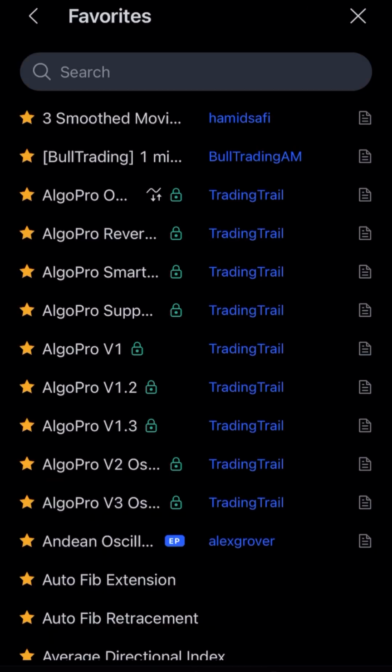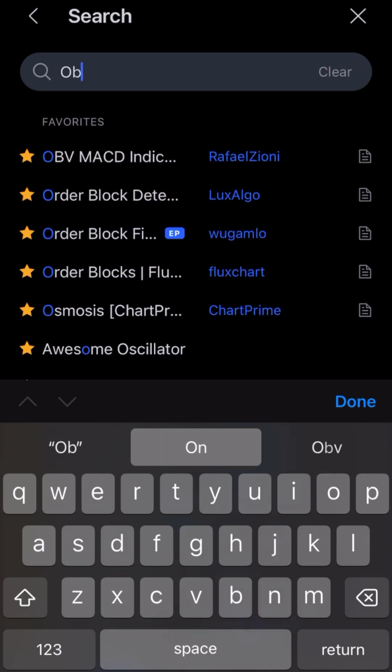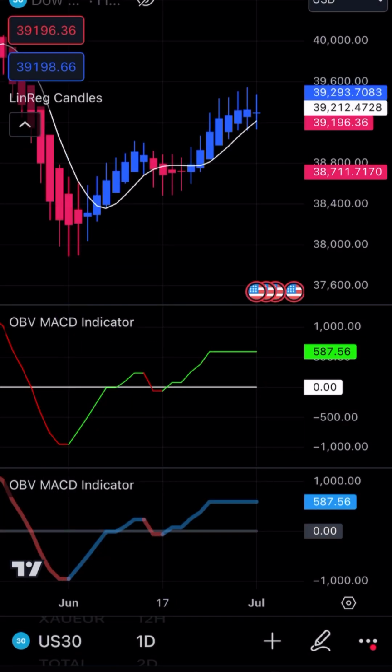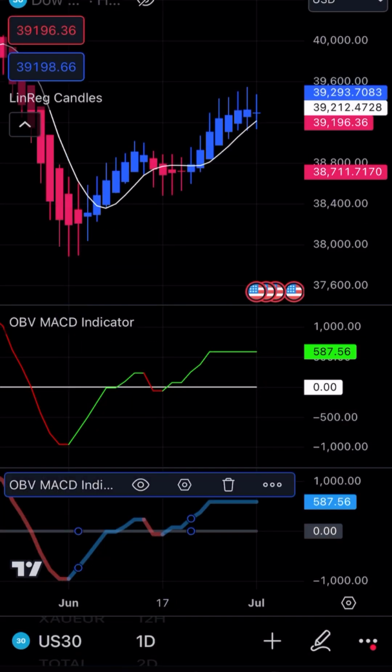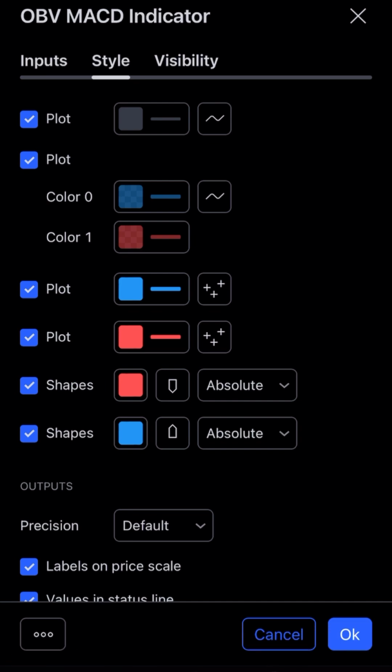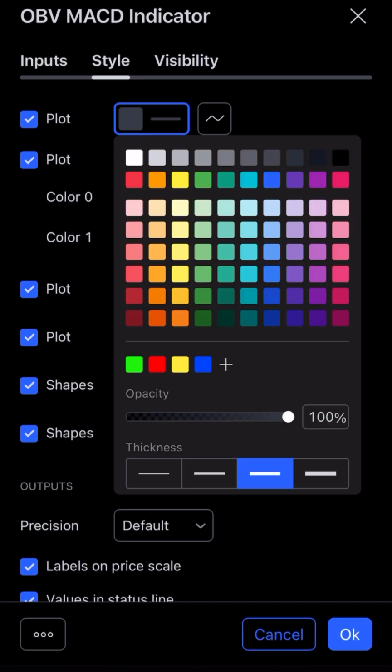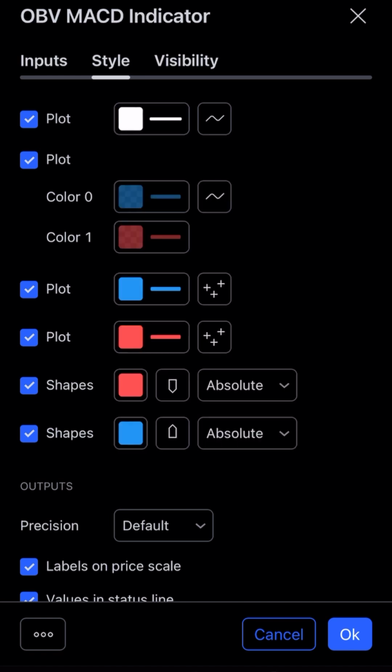And then once you do that, you're going to have to go to this other indicator here. It's called the OBV MACD indicator, and by default it'll look like this on the bottom. So what I do is I change things up a bit. I'll change the plot line to white. I'll make it thicker, or less thick. That's personal preference.